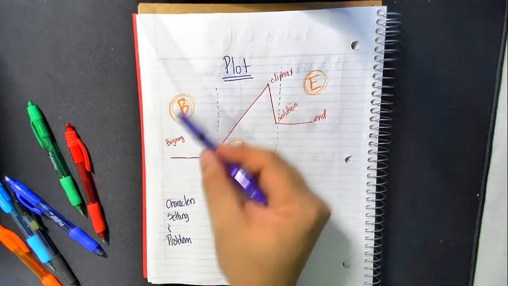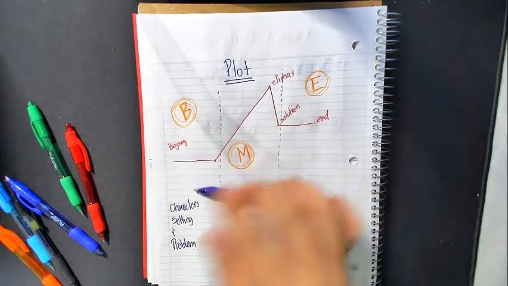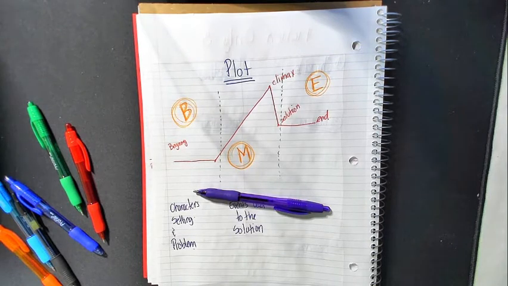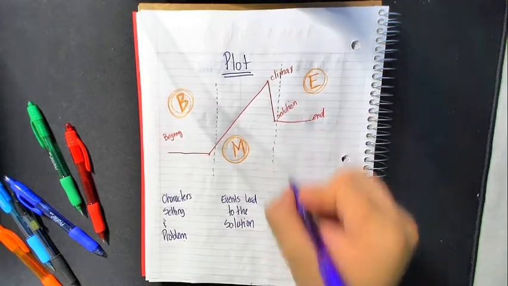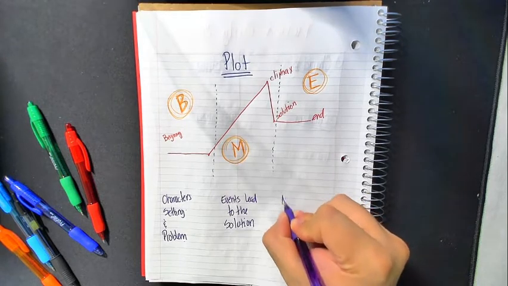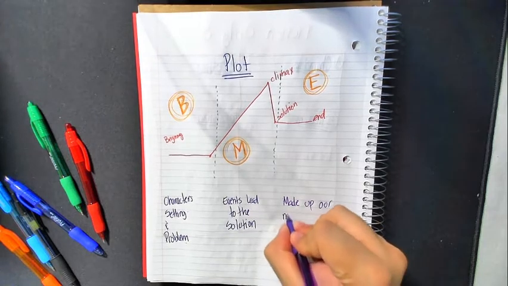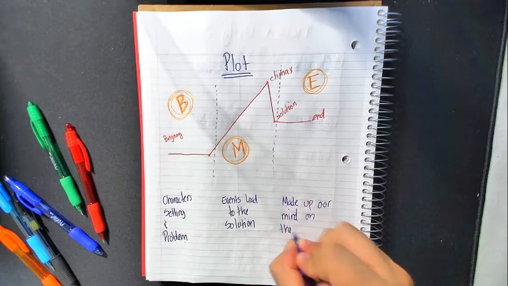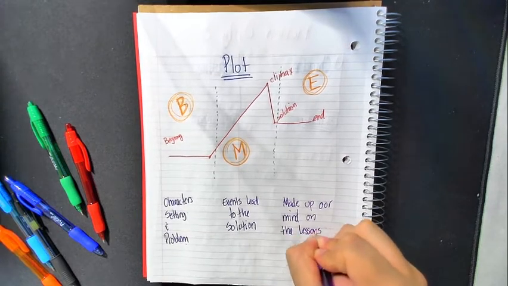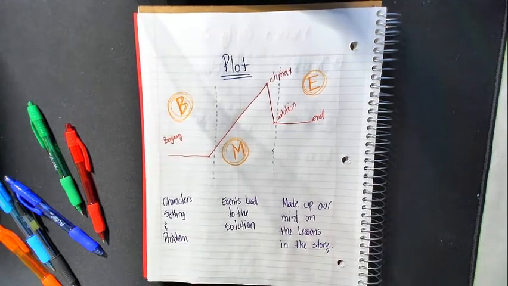And here, you're not going to have that explicitly written. It's not going to be there. Usually those are things that we have to think through and we have to make in our mind after we have read the story. So at the end is where we have made up our mind on the lessons in the story. So watch.